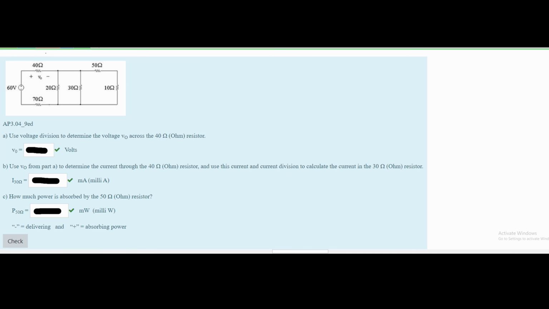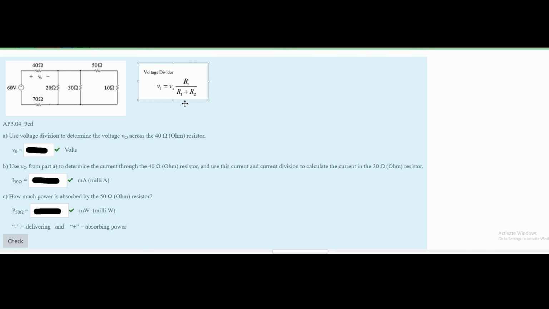In this problem, we are given a circuit diagram right here. We have an initial voltage and we have some resistors. We are then asked to use voltage division to determine the voltage V0 across the 40 ohm resistor, then use V0 from part A to determine the current through our 40 ohm resistor, and then use this current and current division to calculate the current in the 30 ohm resistor. Then we are asked how much power is absorbed by the 50 ohm resistor.